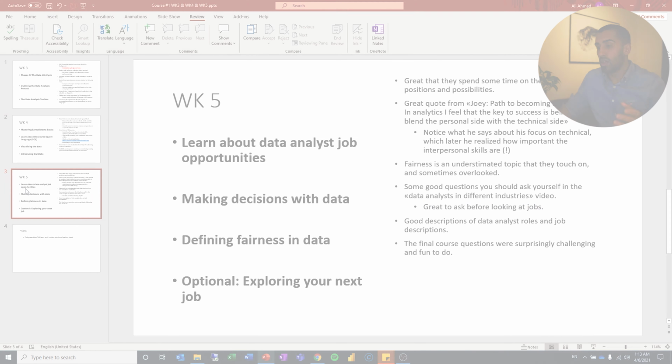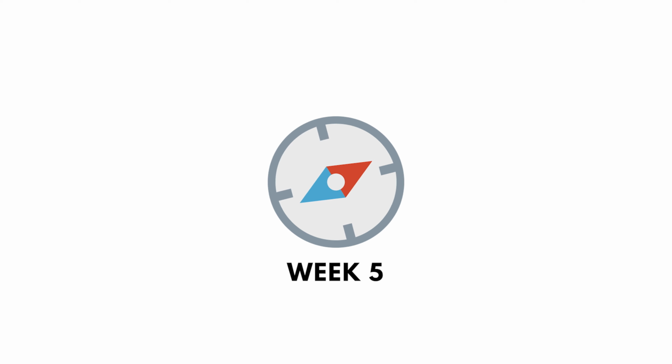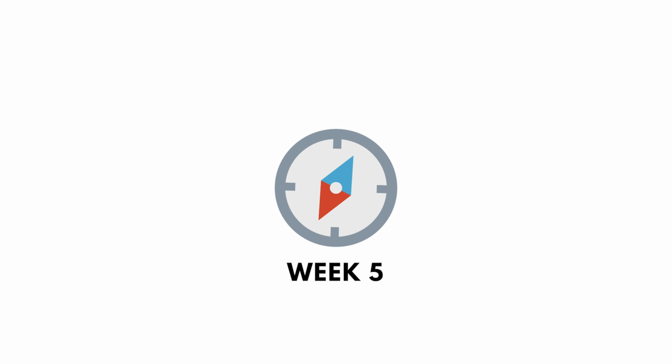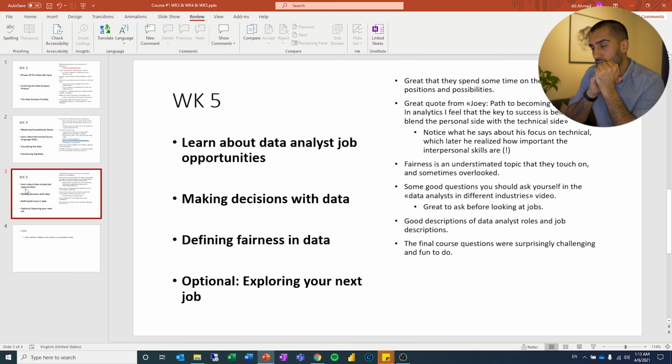Overall, week 4, once again, foundations, very basic, but you are learning stuff that is definitely very relevant. Week 5, I think some of this was optional, which I don't really understand why, because I thought this was really good, where you learn about data analyst job opportunities, making decisions with data, defining fairness in data, and this is what I'm talking about. Optional is exploring your next job.